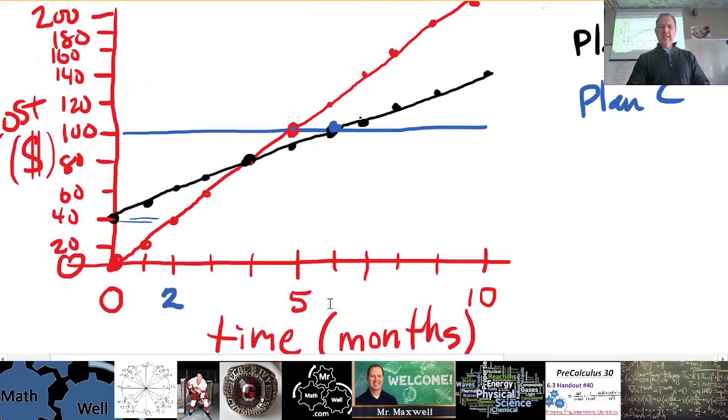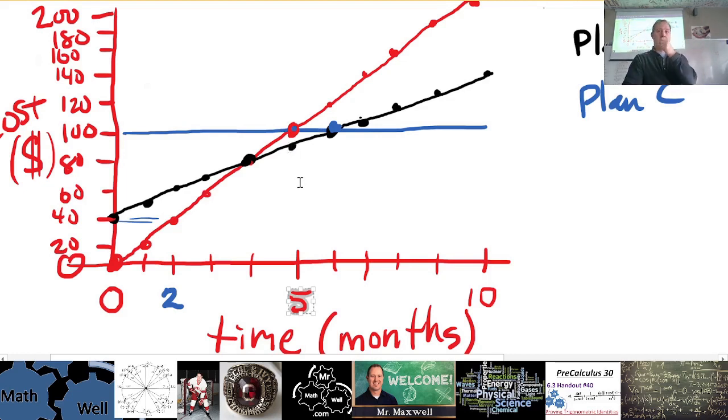So what can you tell me about 5 months? What can you tell me at the 5 month mark? Anybody want to give this a stab? What is the situation at 5 months or beyond 5 months? What does that mean? Go ahead. At 5 months, the black line is the best option. Plan B is the best option because it's the lowest. Perfect.